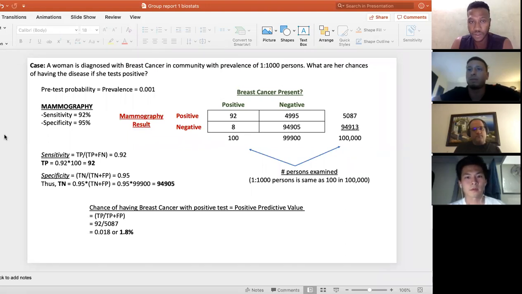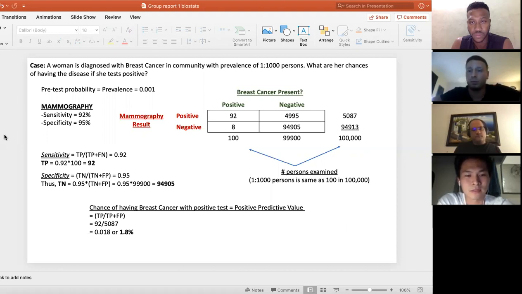Okay. And for the row totals, to get the total of 5,087, we just added the true positive and the false positive, 92 plus 4,995, and then for the second total of 94,913, we added 8 plus 94,905.